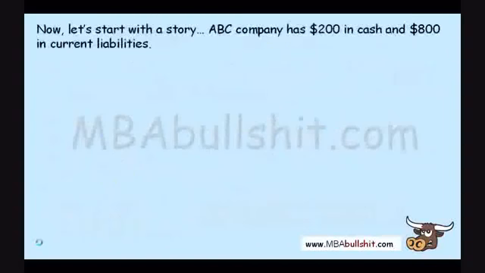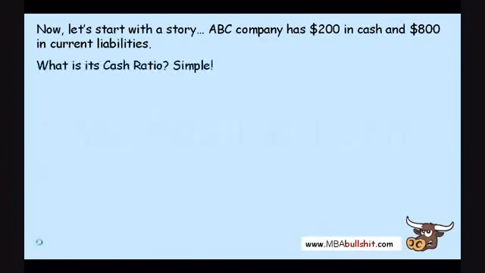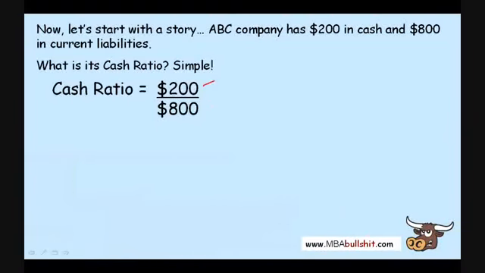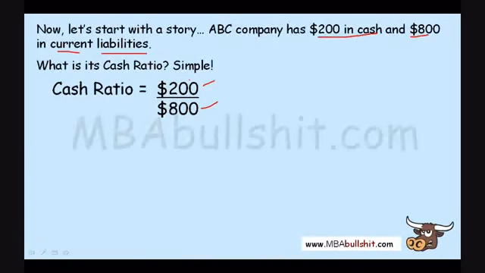So let's start with a story. Let's say that ABC Company has $200 in cash and $800 in current liabilities. What is its cash ratio? Very simple. It is simply 200 divided by 800. Okay, so where did we get the 200? It is the $200 in cash. 800 is the $800 in current liabilities, not all liabilities.